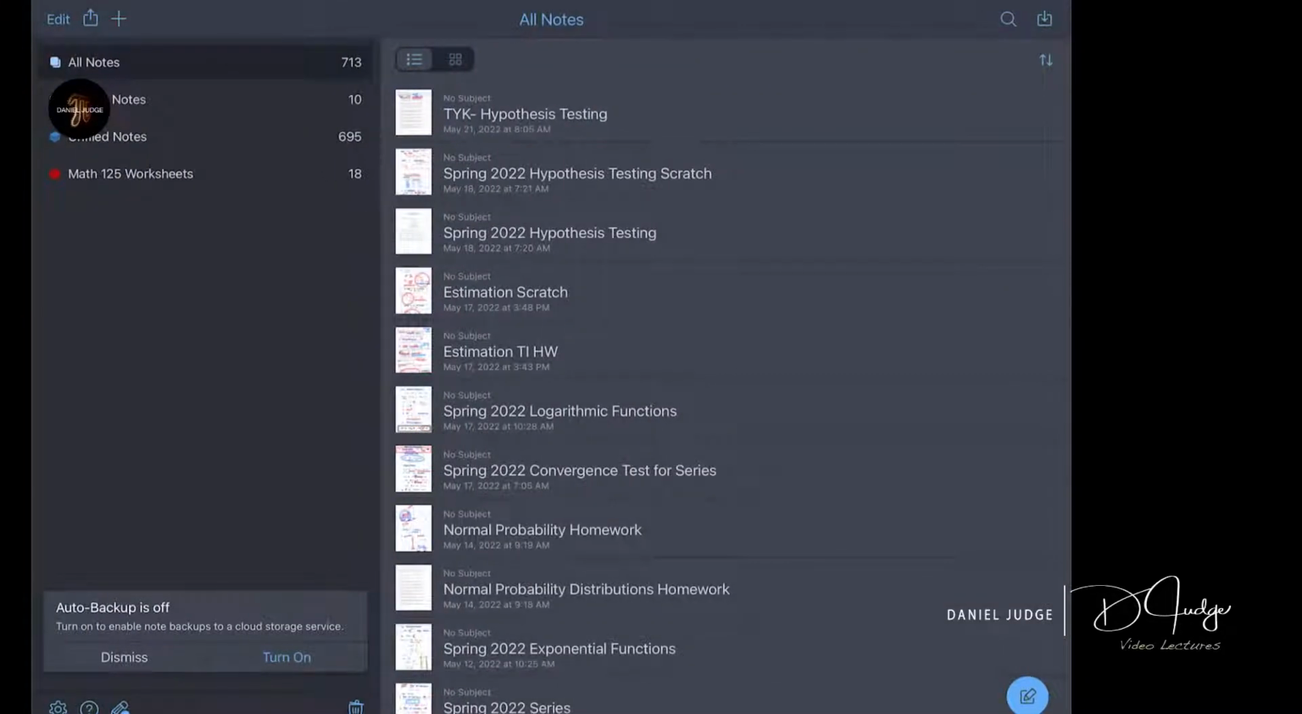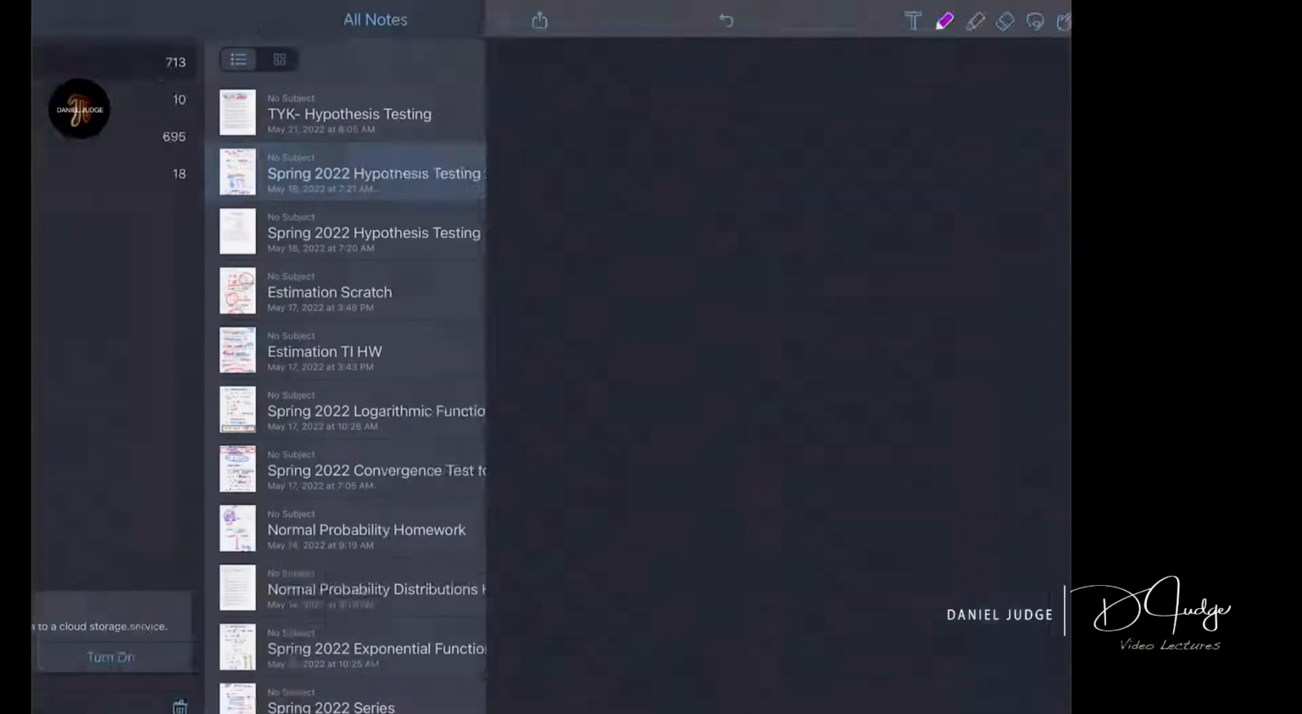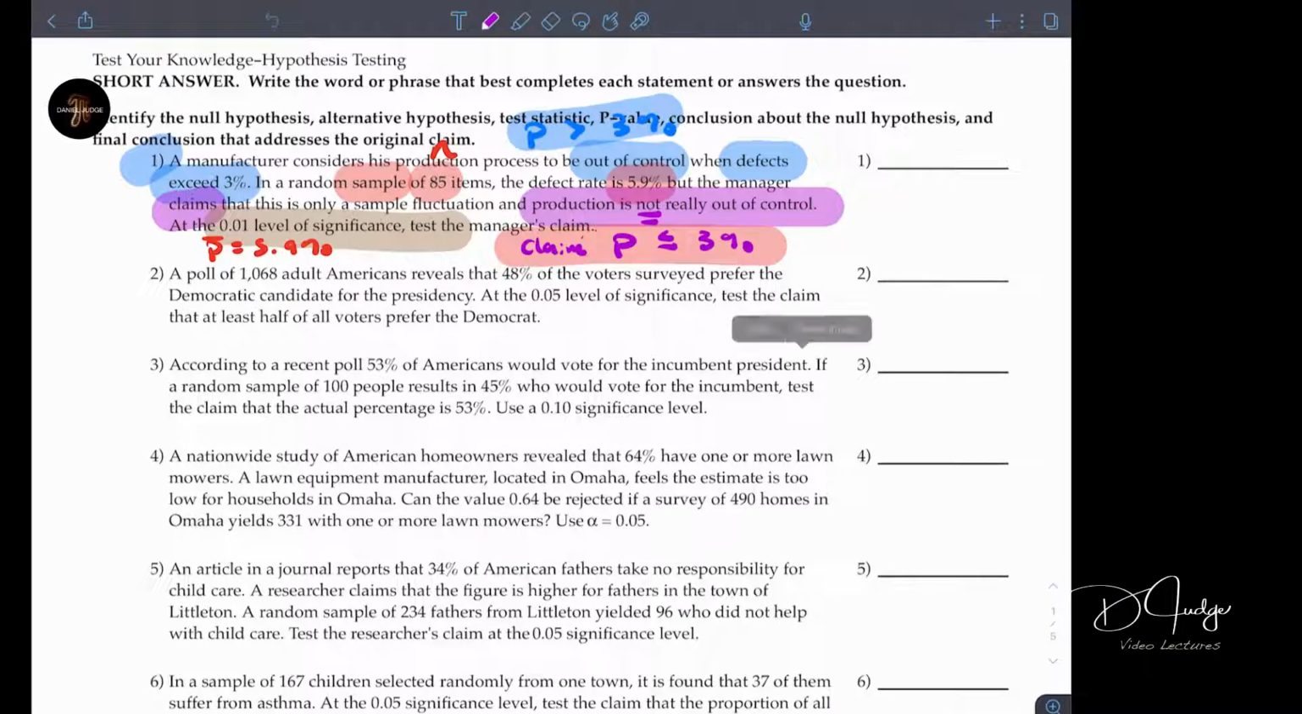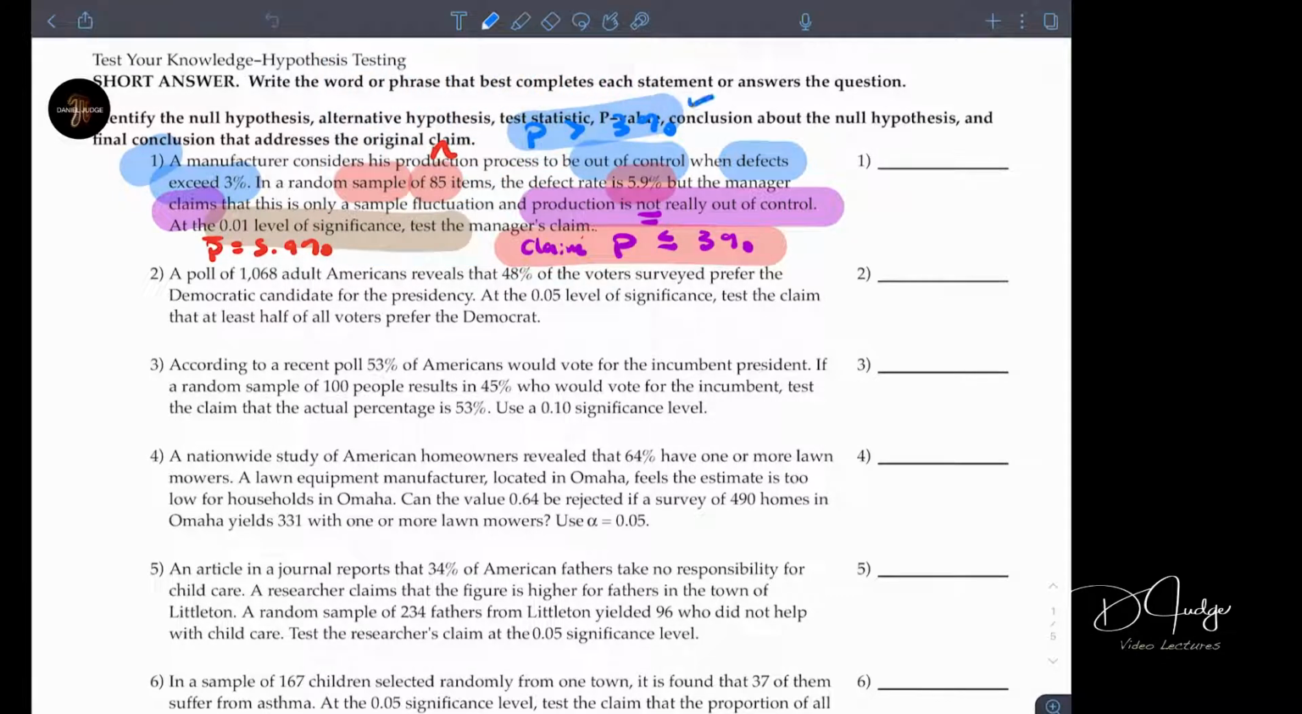I guess I'll go here. The manager is claiming that it's less than 3%. Let's go back. So production here is out of control when it's greater than 3%. And the manager is saying, hey, you know what? This is not really out of control. So the claim is that it's less than or equal to that 3%.